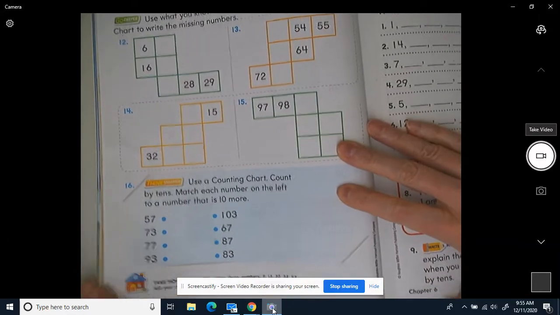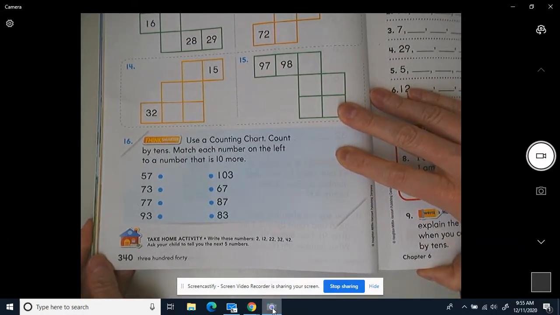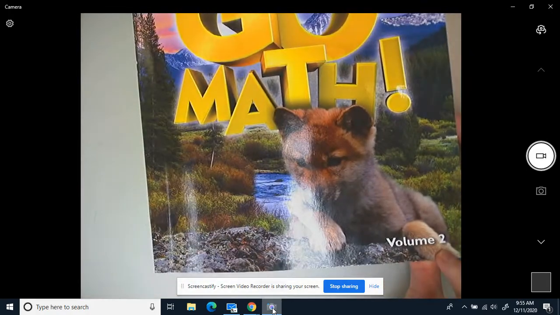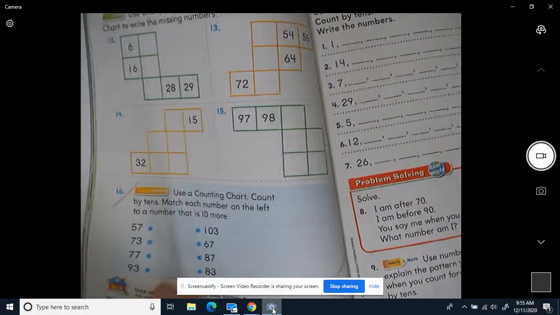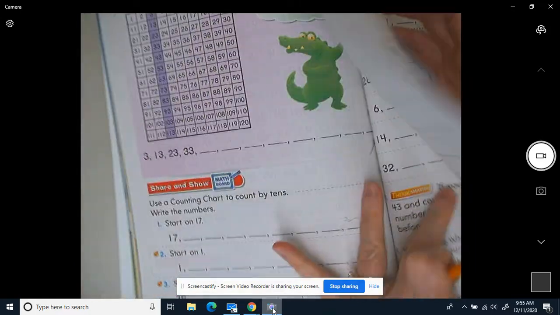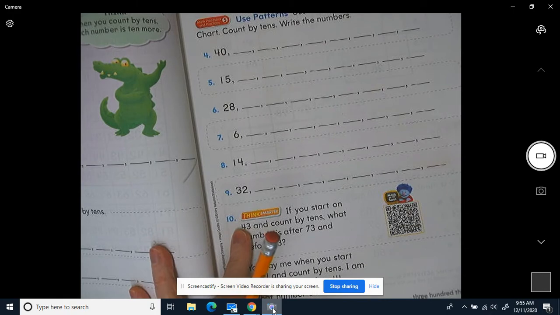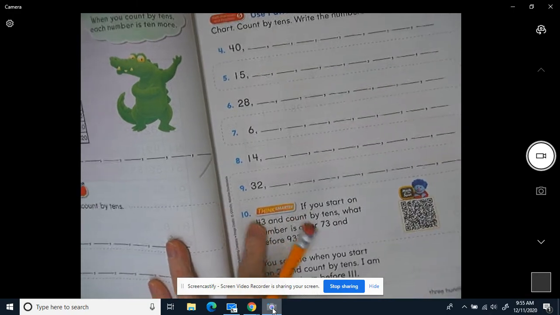Hi, boys and girls. If you haven't yet, please find page 340 in your Volume 2 Go Math book. And last week, remember how you counted by tens by starting from different numbers? And we had the 100 grid over here to help us.